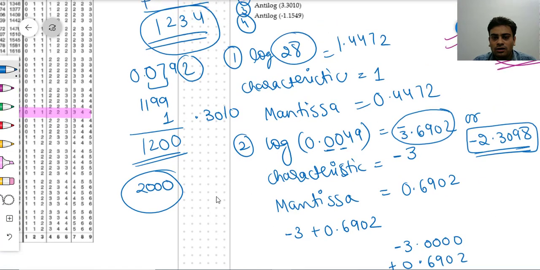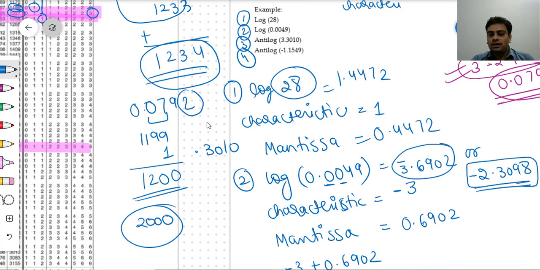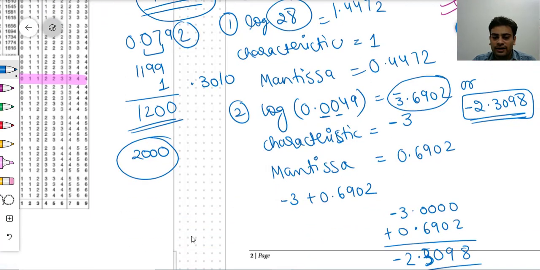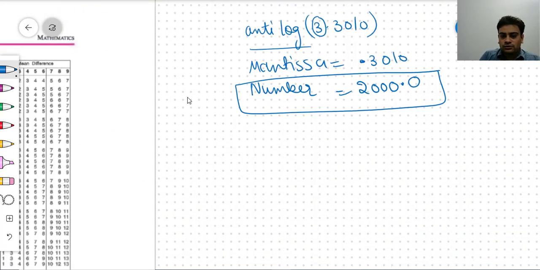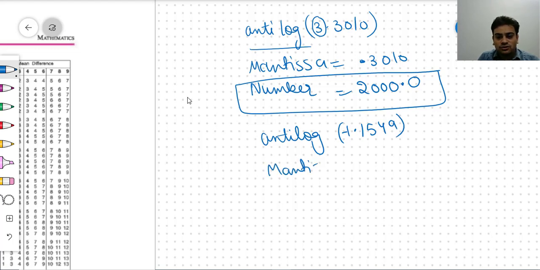Now we look at the last example. In the last example, we are talking about antilog for a negative value: antilog of negative 1.1549. First thing is we need to find the mantissa. As I told you, since my negative value is -1, we know that we have subtracted the mantissa from -2. So we subtract this particular value from 2.